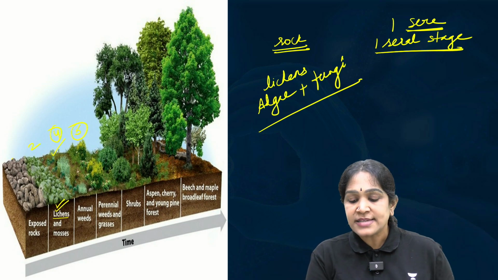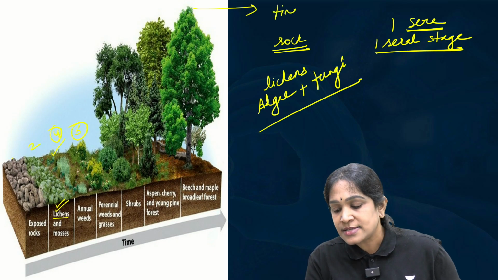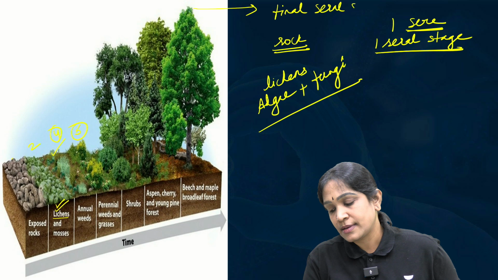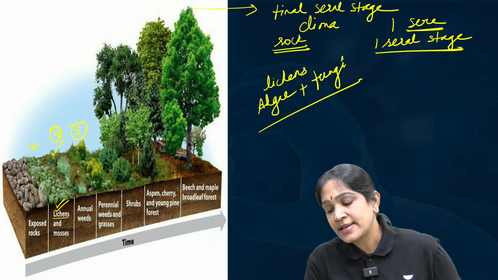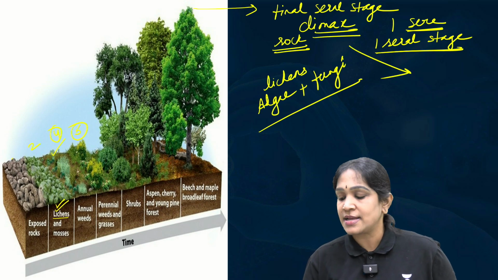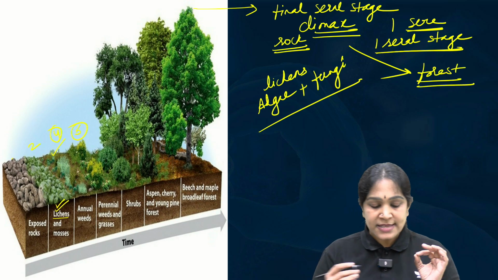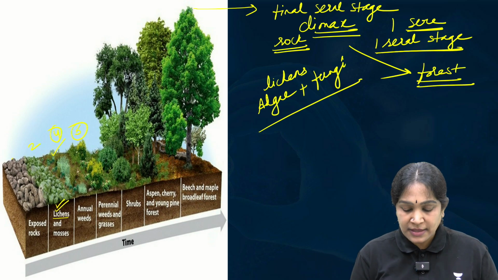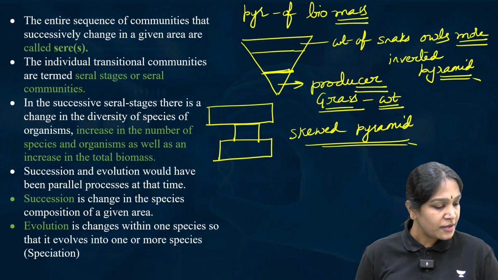So the final stage of succession, the final seral stage, is also called the climax stage. The climax stage, or the final seral stage, is nothing but the forest. So the succession will start with the lichens and will end with the formation of a forest.